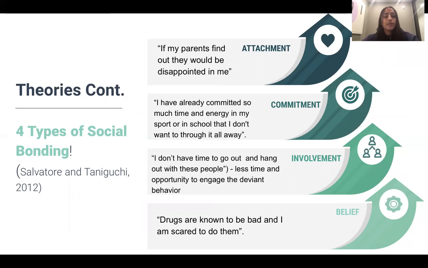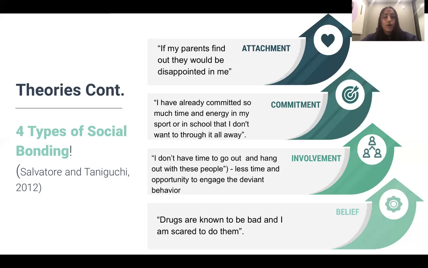The second one is commitment, which is I've already committed so much time and energy in my sport that if I do smoke marijuana, then I'm going to throw it all away because a positive drug test will get me kicked out of my sport or get me kicked out of school.